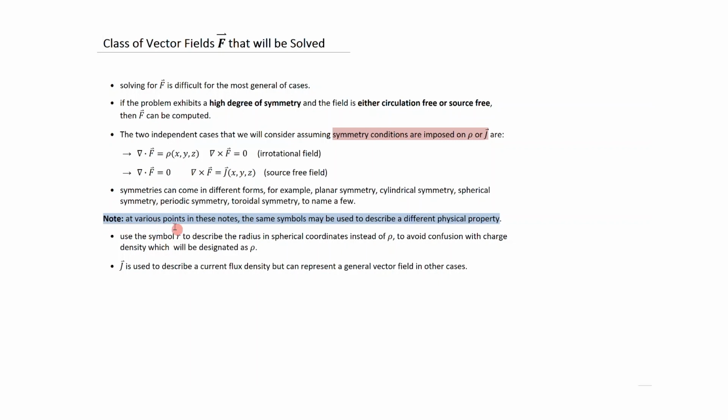Note at various points in these notes, the same symbols may be used to describe a different physical property. For example, we use the symbol R to describe the radius in spherical coordinates instead of rho, in order to avoid confusion with charge density, which will be designated as rho. Also, J is used to describe a current flux density for the examples that we're going to be looking at, which are primarily of electromagnetics nature, but can also represent a general vector field in other cases.